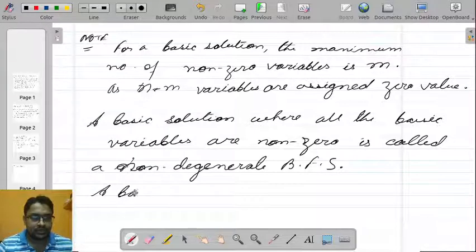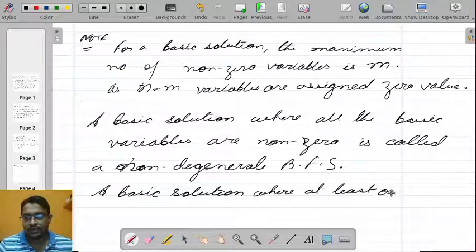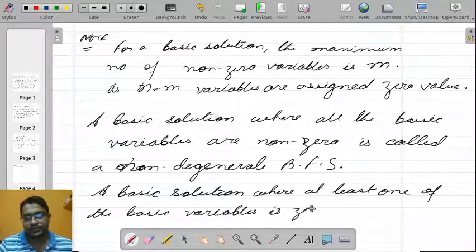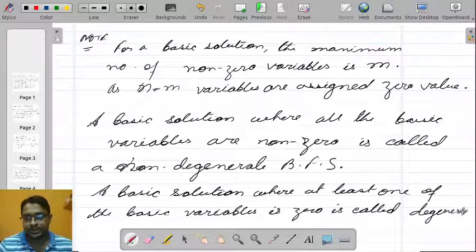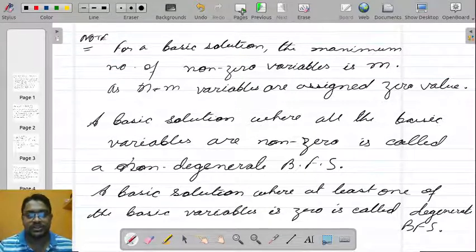And a basic solution where at least one of the basic variables is 0 is called a degenerate basic feasible solution. Degenerate basic feasible solution: at least one of the basic variables is 0. In that case, we say that it is a degenerate basic feasible solution.